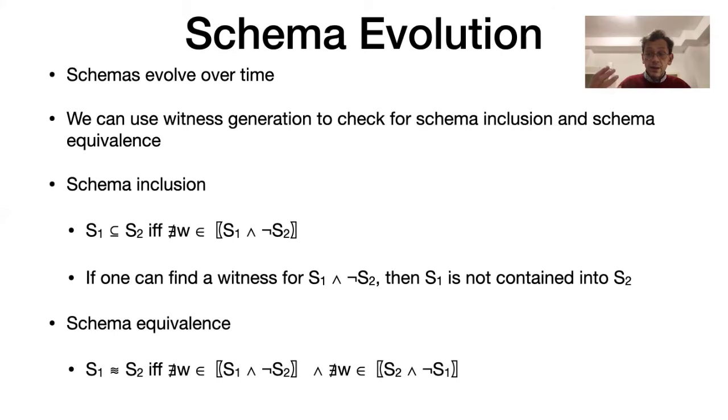And we can exploit this for checking schema equivalence. In this case, S1 is equivalent to S2 if we cannot find a witness for S1 and not S2, and in the same way we cannot find any witness for S2 and not S1.